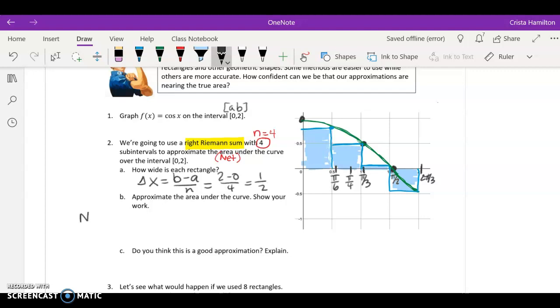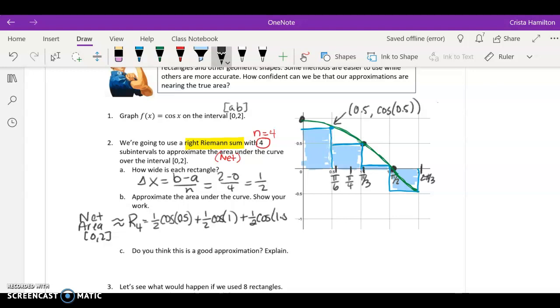So I'm just going to move over because I know I need room. So net area from 0 to 2 can be approximated with a 4 rectangle right Riemann sum. Our width is 1/2. The height of the first rectangle would be cosine of 0.5. Remember, because we're getting the function value here. This is 0.5, and then the y value, or the height, is going to be the cosine of 0.5, and so on, continuing through. So the next rectangle will be 1/2 cosine of 1, then 1/2 cosine of 1.5, and 1/2 cosine of 2.